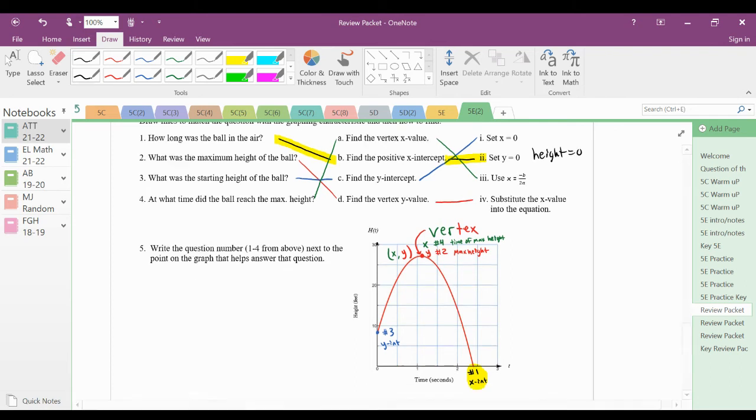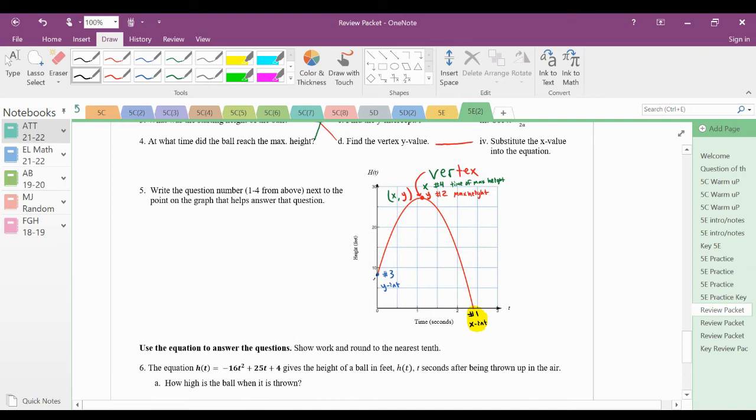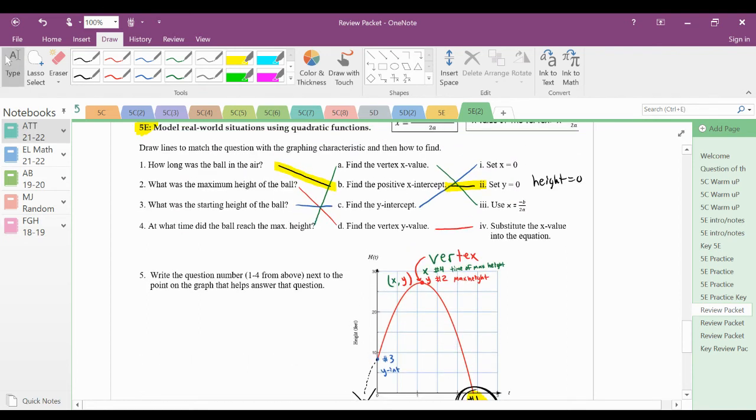Notice also it says the positive x-intercept. Technically, we have another x-intercept here, but it's negative something or other. I don't know exactly what that is, but it wouldn't make sense as an answer in terms of time because we can't have negative seconds. So I'm not worried about that x-intercept. I'm really only worried about the one that tells us when the ball hits the ground.